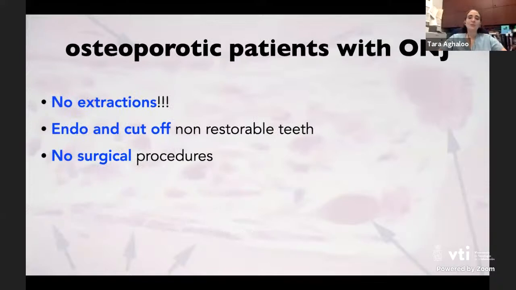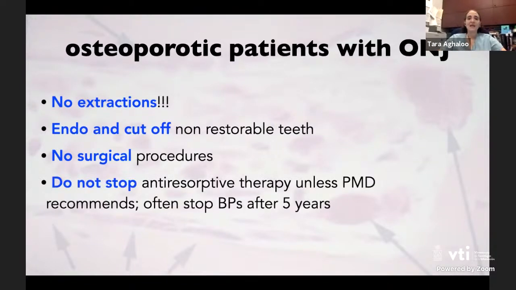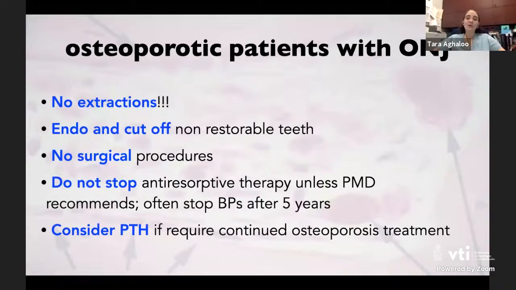If patients have osteoporosis and ONJ, again, the same thing: no surgeries, no extractions, endodontic therapy, and cut off the tooth. Again, do not stop the anti-resorptives, but if patients have already had bisphosphonates for 5 years, sometimes the primary care physician will stop the anti-resorptive and see how stable their bone density is. And that, again, is up to them, not up to us as the dentist. And then if they still require osteoporosis treatment, we might consider using parathyroid hormone if their insurance would cover it, and with the consent, of course, of the primary physician.